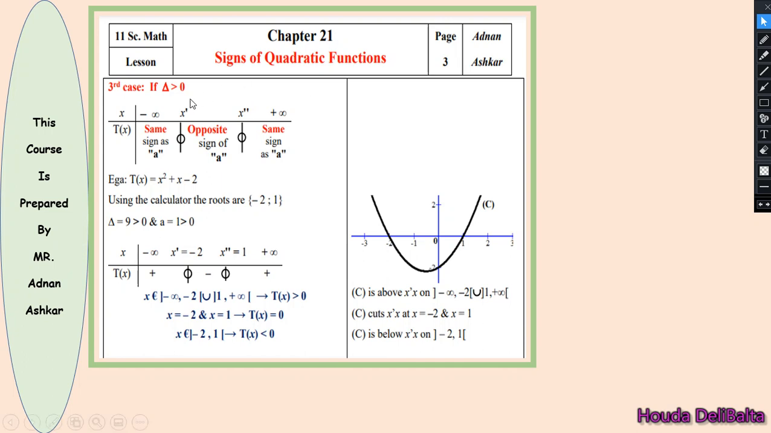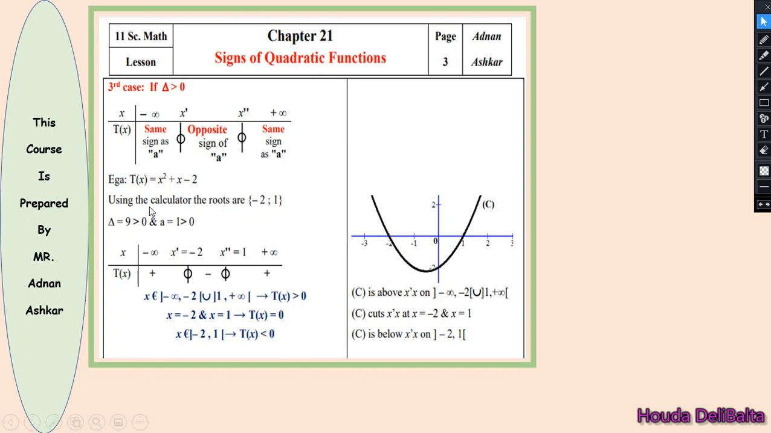Here, if delta is negative, if delta is positive, and here is the third and the last case. So if delta is greater than 0, which means positive, here is the rule. Of course, we are going to see the example, to study the curve, and go back to the rule to understand it more and more. And then we are going to get the idea where the table comes from.